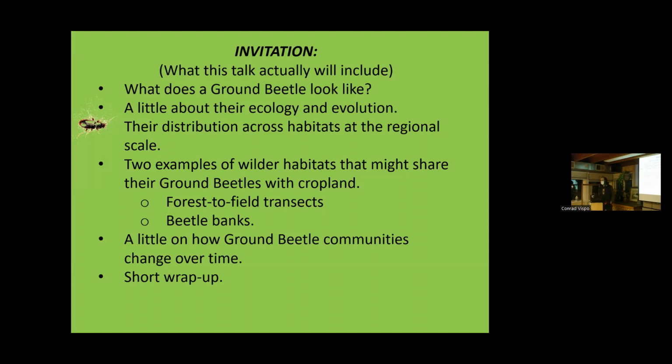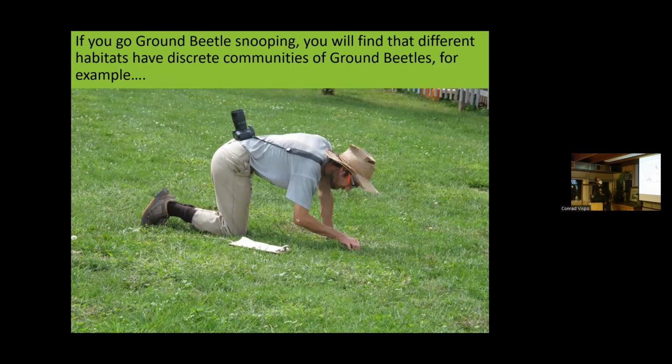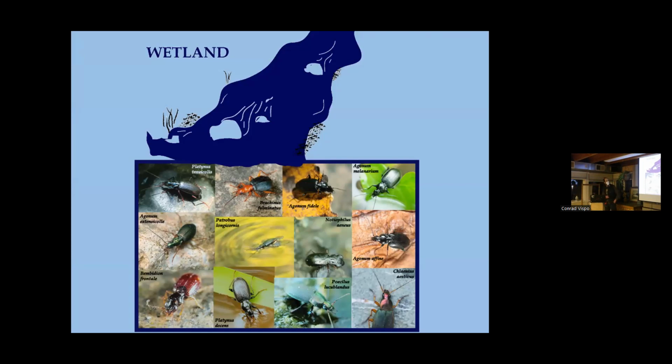A little bit about their distribution across habitats regionally. So if you go out and you start snooping for ground beetles, which, aside from getting a sore back, what you find is that they're actually quite specific to their habitats. Perhaps even more specific than birds, because birds can fly around a lot, but you'll find different types of areas, different parts of the landscape, have different communities of ground beetles. So for example, if you're in a wetland of some sort, you tend to get some of these species.